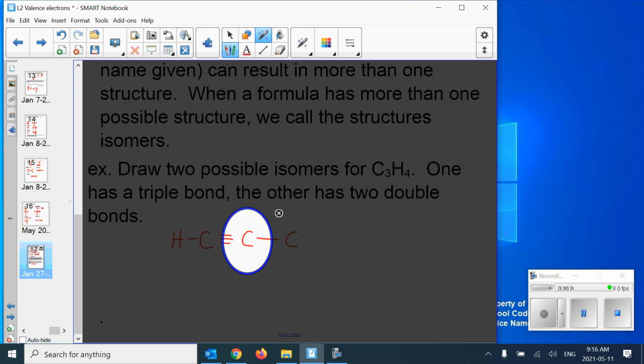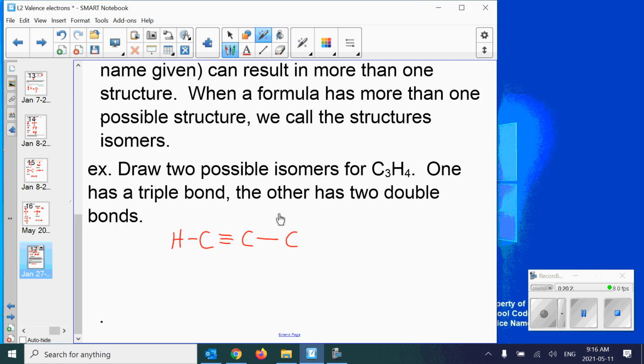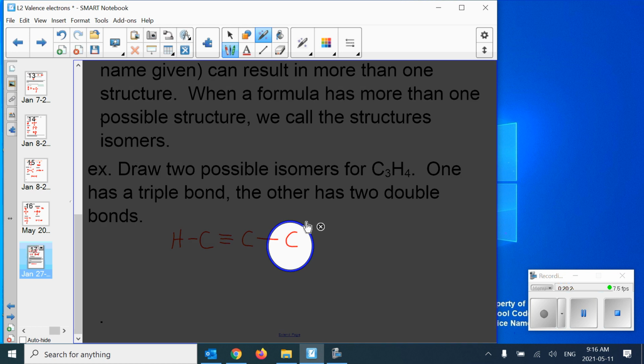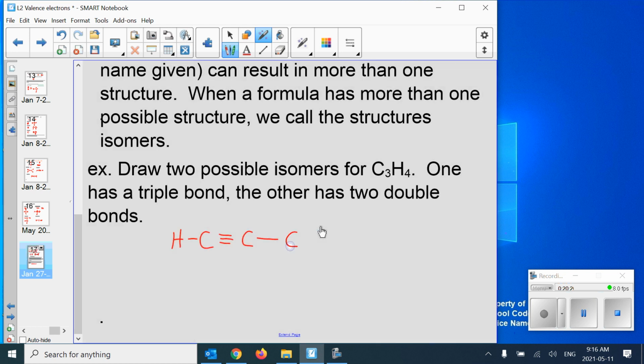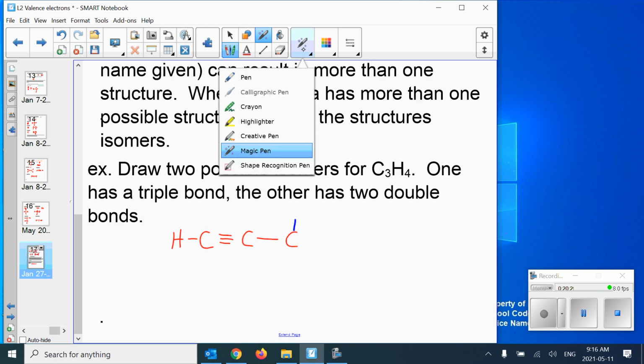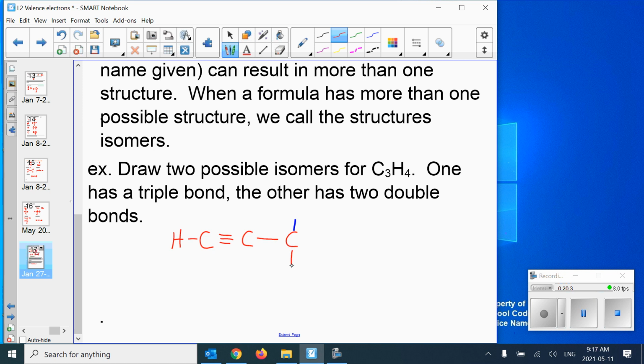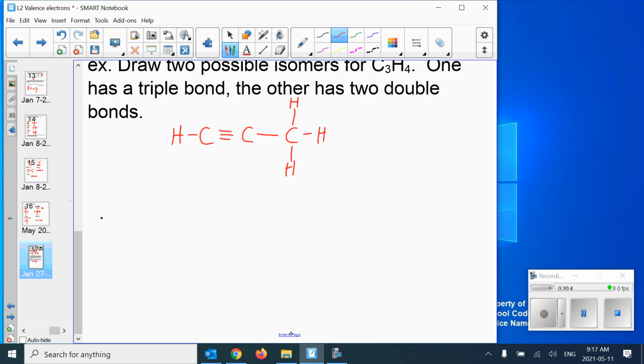8 electrons shared. So this guy on the right needs 3 additional bonds. 1, 2, 3. Hydrogen, hydrogen, hydrogen. There we go. You might have had the mirror image of that, or you might have worked it up and down instead of left. What is triple bond? Okay, that looks like that one.